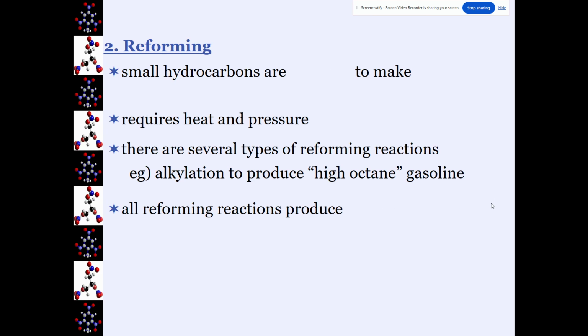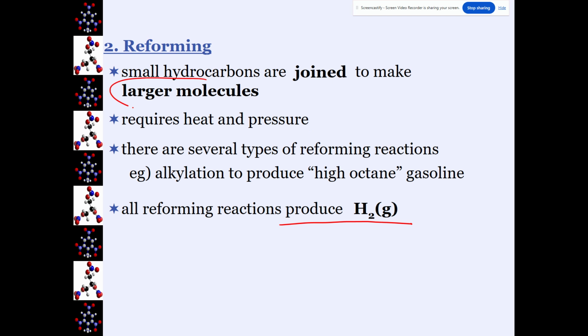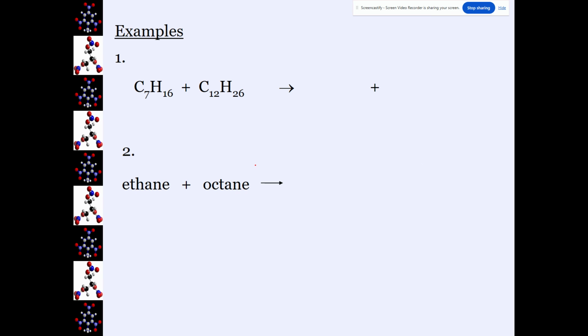Reforming is the opposite. You are taking two small hydrocarbons, removing hydrogen, and putting them back together to make one large molecule, okay? So for example, C7H16 would be heptane. I can't name that one because it's more than 10 carbons. Hydrogen is one of my products, and the other product is putting the C's together. So 12 plus 7 makes 19 carbons, and then your hydrogens would be double plus 2 would be 40.